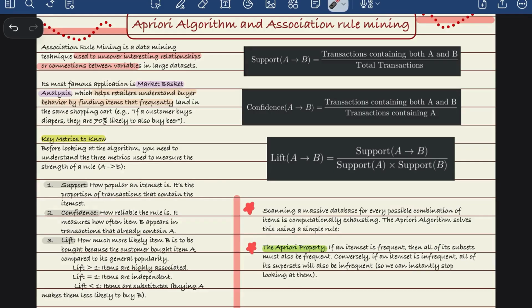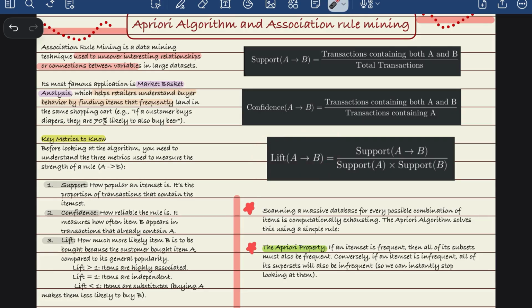Next in line is lift. Lift measures how much more likely item B is to be bought because the customer bought item A. So here we are comparing B's general popularity in terms of A. What is the lift of A then B? We use the formula: the calculated support of A then B, upon support of A times support of B. So this is how we calculate the lift.